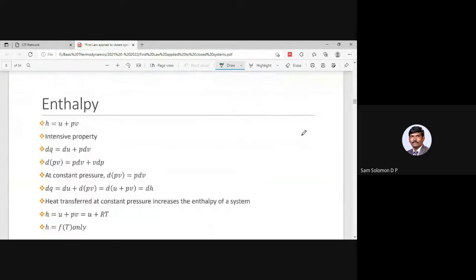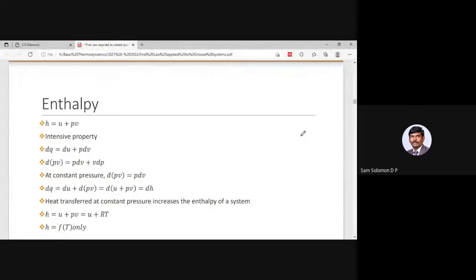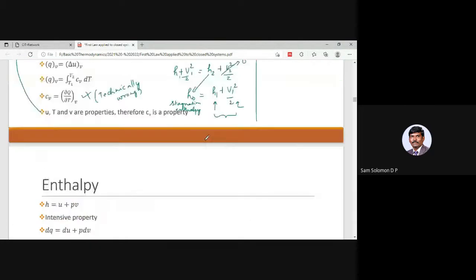And it is an intensive property. What do we mean by an intensive property? It doesn't depend upon the extent of the system. So irrespective of the extent of the system, whether you divide it into two or treat it as one, the property remains the same.